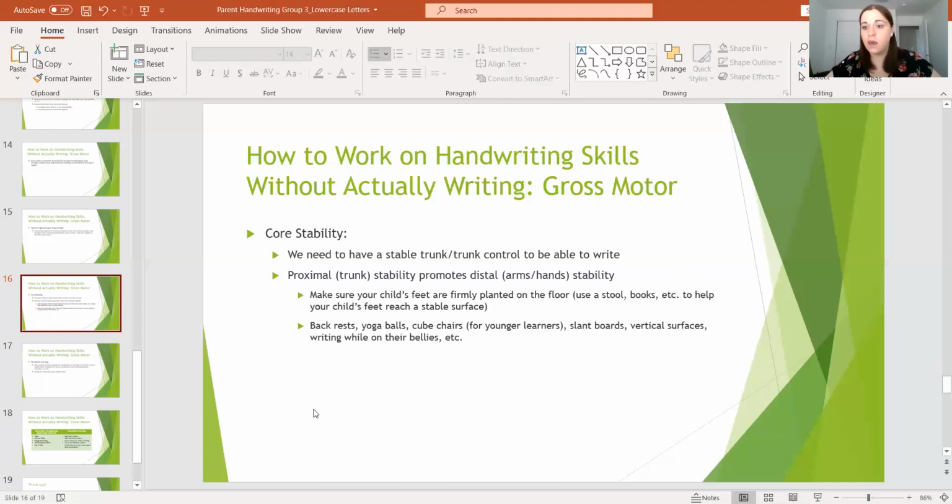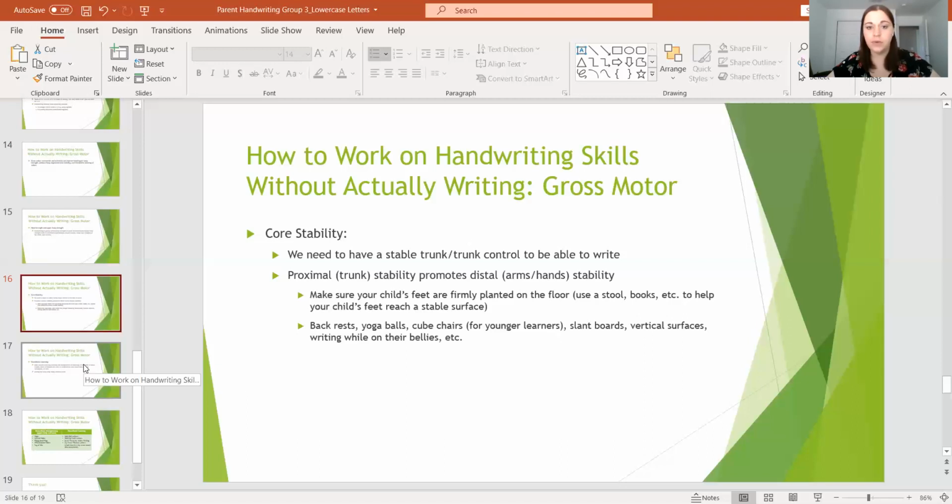But a lot of times at home, we might not have that set up, and we'll see a lot of times kiddos' feet are just floating in air and they have way less control. And like I said, that also can go for things like feeding and eating. And then a lot of times in the schools and in OT clinics, we try things like backrests, yoga balls, cube chairs for younger learners, plant boards, vertical surfaces, writing while on their bellies, just to try and help them with that core stability and to support them even more.